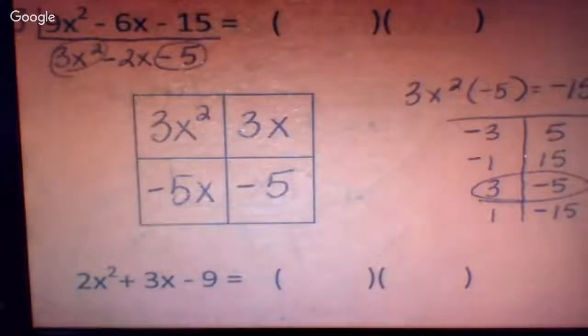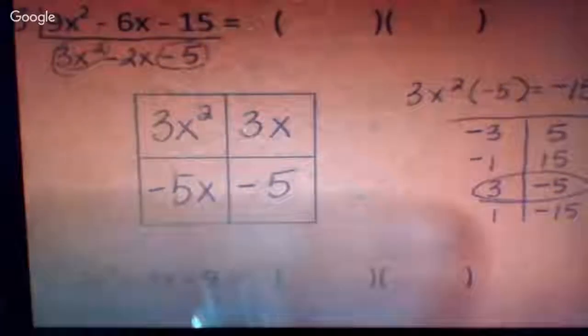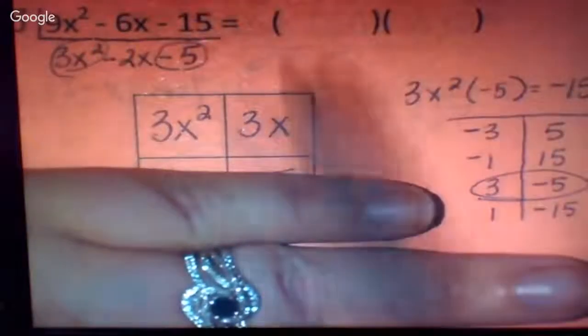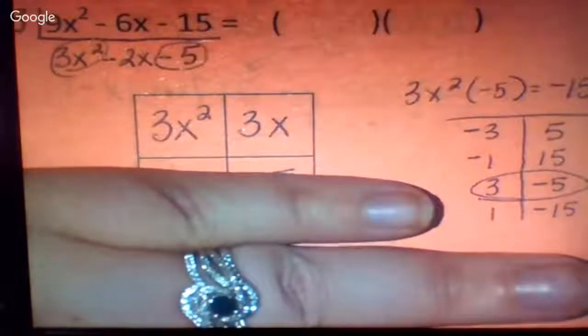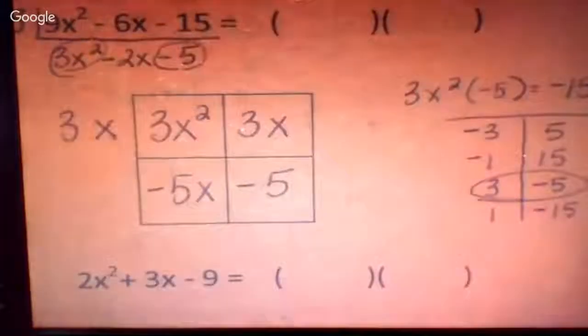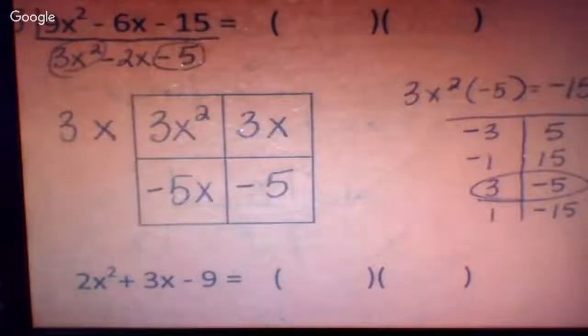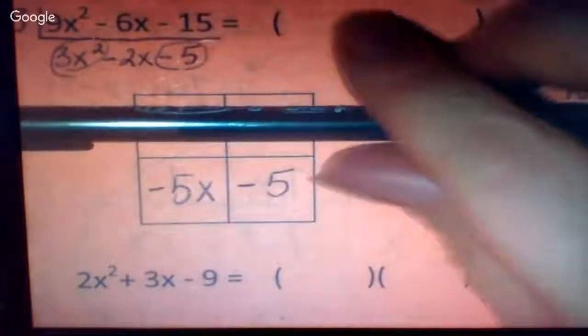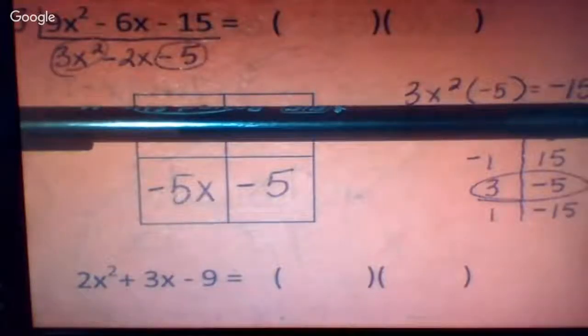Okay. And then we just factor out again. So let's do the lefts first. We've got 3x squared and 3x. What do they share in common? The x and the 3. So I can pull out a 3 and an x. I've got -5x and -5. What did they share in common? -5.